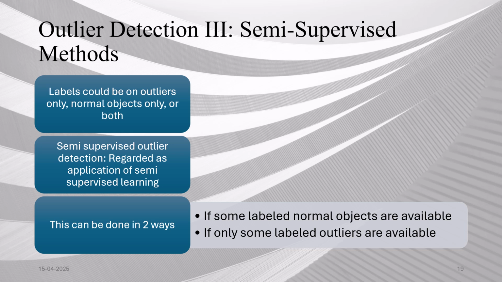If only some labeled outliers are available, semi-supervised outlier detection is trickier. A small number of labeled outliers are unlikely to represent all the possible outliers. Therefore, building a model for outliers based on only a few labeled outliers is unlikely to be effective. To improve the quality of outlier detection, we can get help from models for normal objects learned from some unsupervised methods. So this can be done in two ways: if some labeled normal objects are available, or if only some labeled outliers are available.